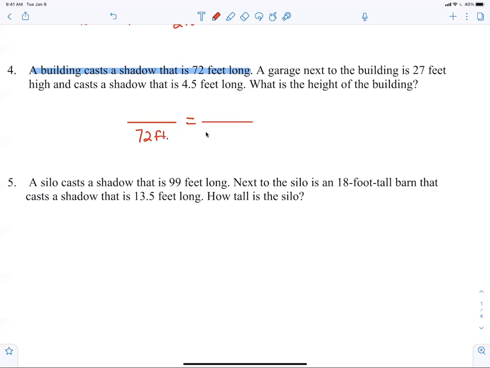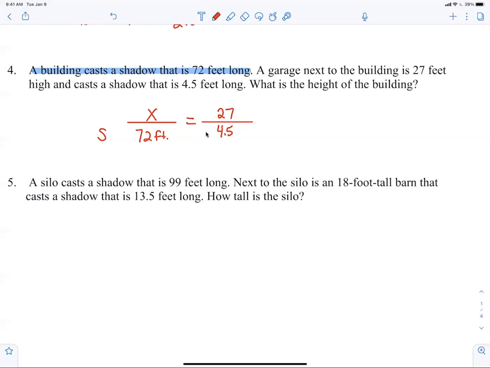Now I'm going to put right next to it, that's the shadow, right? Do we have how big that building is? No. So that's automatically the what? X. Yes. Now I'm happy. And then 27 over 4.5. Yes, there you go, kiddo. 27 over 4.5. Now, what I'm trying to make sure everybody understands is you just have to read carefully.